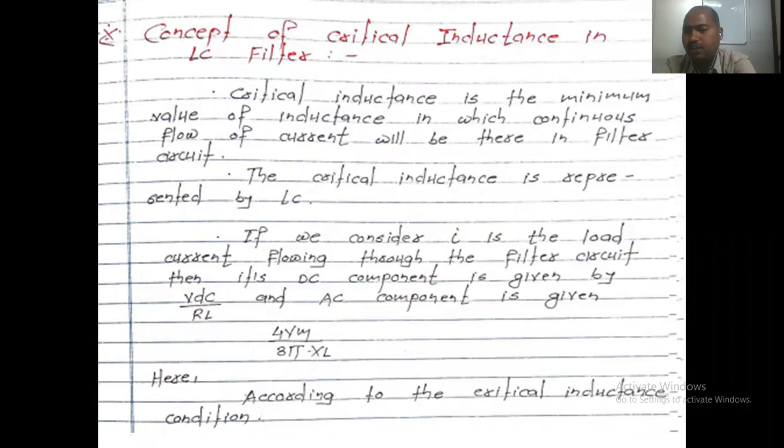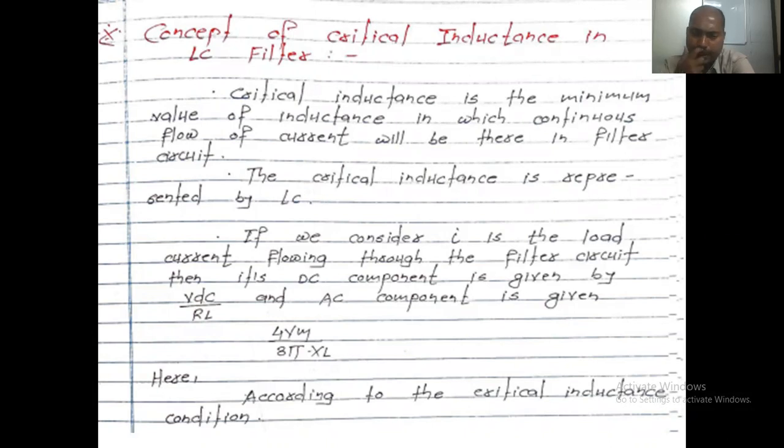For that inductance, it is called capital L small c. That is called the critical inductance. If we consider I as the load current flowing through the filter circuit, then its DC component is given by VDC by RL, and its AC component is given by 4 Vm by 3 pi XL.